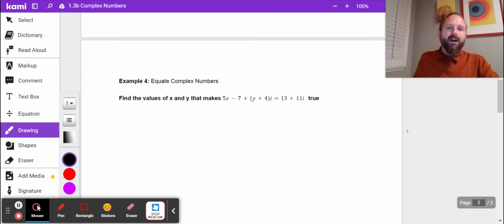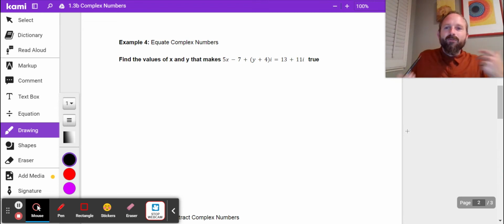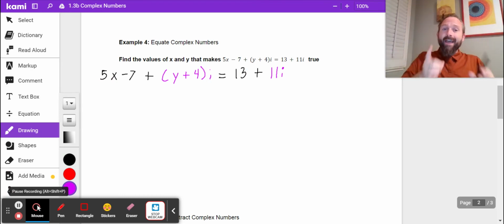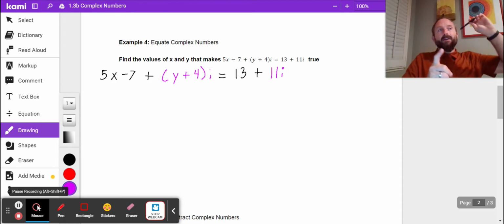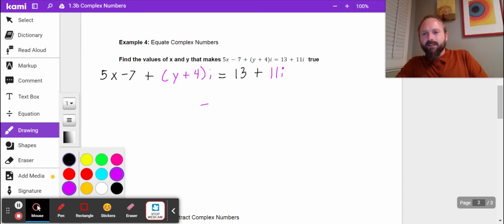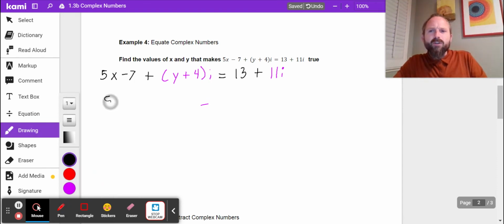So it says equate complex equations. Find the values of x and y that make this equation true. So let's hold up while we show our work. All right, so these two expressions are going to be equal to each other as long as the real parts are equal to the real parts and the imaginary parts are equal to the imaginary parts. So there's like two different equations right here. We have the black and the purple, the black being the real parts. So I'm going to write this down. 5x minus 7 is equal to 13.